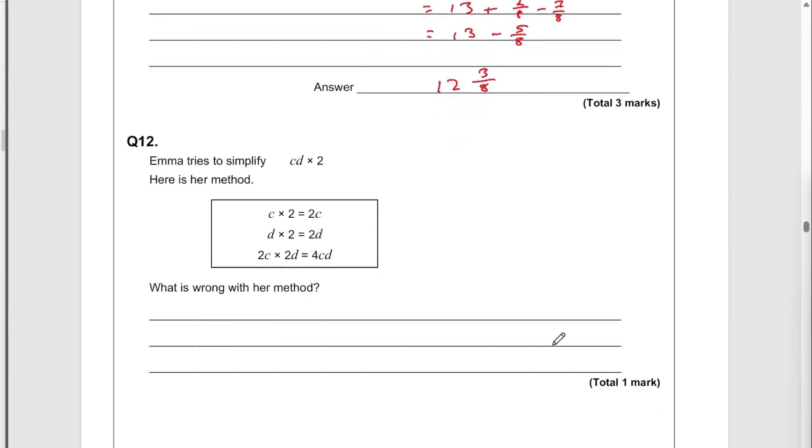Okay, question 12. Emma tries to simplify CD times by 2. Her method is C times 2 is 2C, D times 2 is 2D, so 2C times 2D is 4CD. What is wrong with her method? She has multiplied by 2 twice. And we could say the answer should be 2CD.